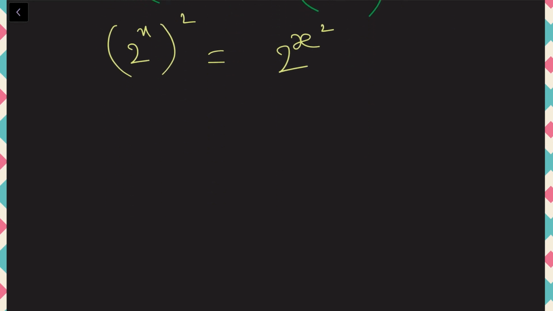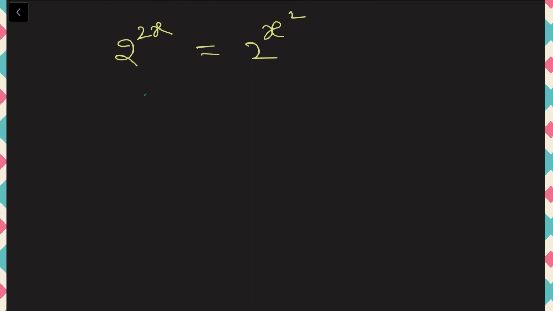Let us simplify the LHS and RHS if any possibility is there. 2 power x whole power 2 is nothing but 2 power 2x, which is equal to 2 power x square. Both the bases, that is 2 and 2, are equal to each other. Then obviously the powers are also equal to each other. So we can write it as 2x is equal to x square.